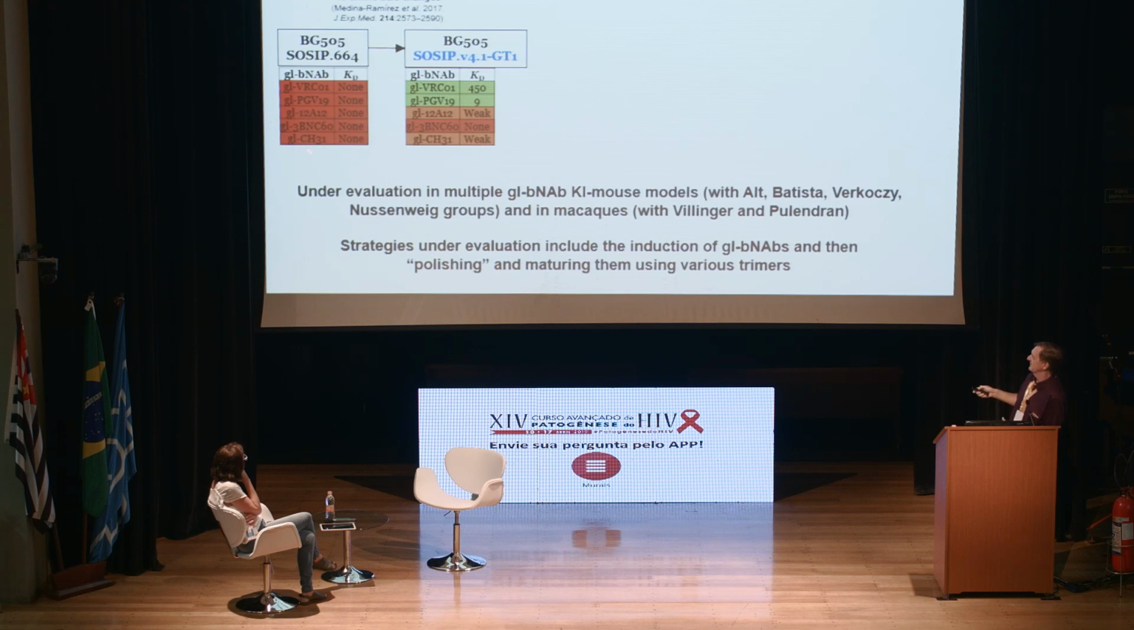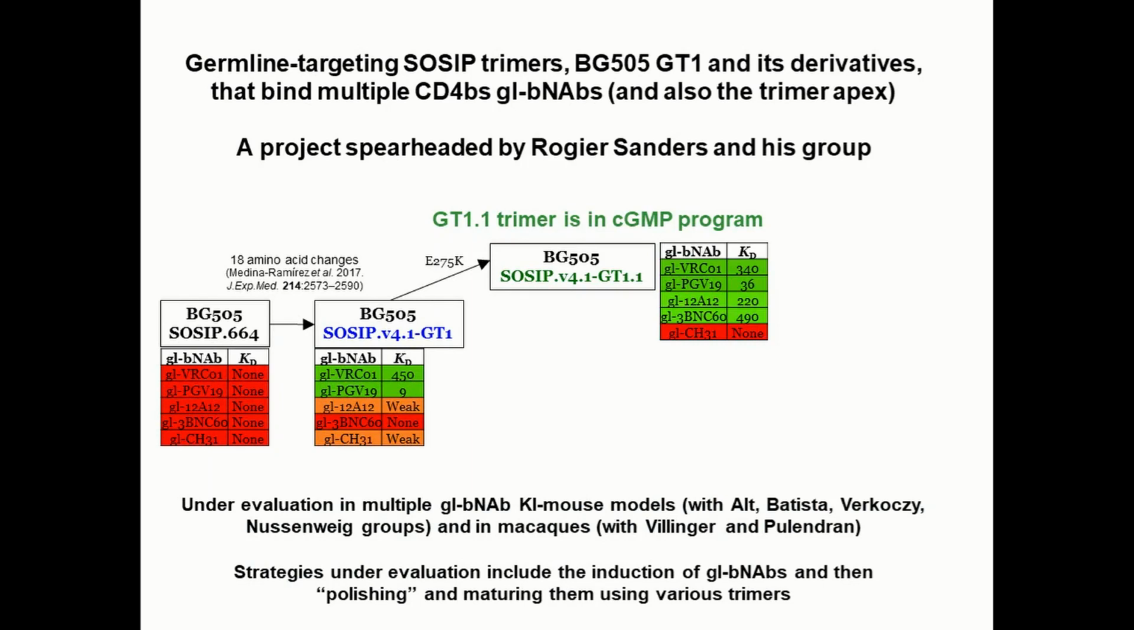So this is the fat guy kicking a ball around, and we need to make the Lionel Messi type of germline BNAb binding. So by rational engineering, amino acid changes were put in to make the GT1 trimer. And here you've restored in green the epitope for some of the BNAbs to the trimer apex and the CD4 binding site. And then you can take that further and make some mutations and make even stronger binding to these germline BNAbs. And this is the GT1.1 protein that is in GMP.